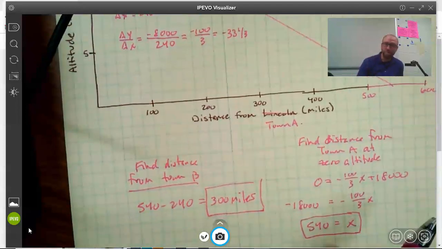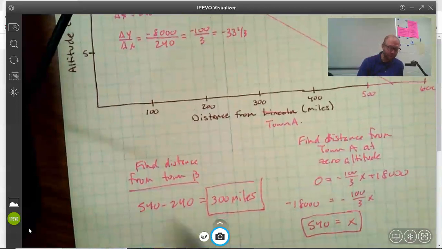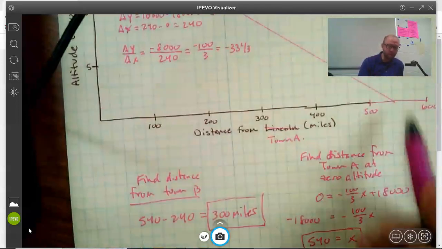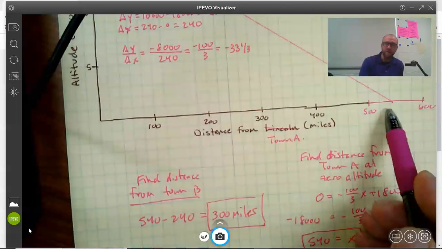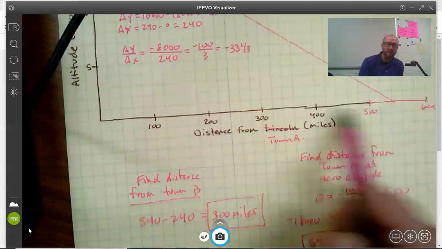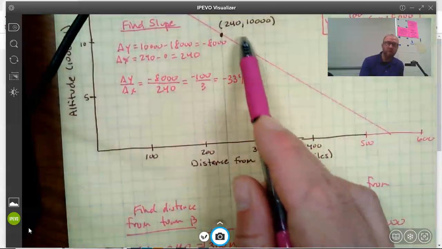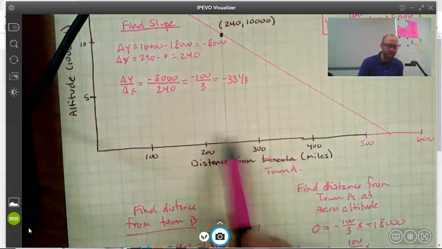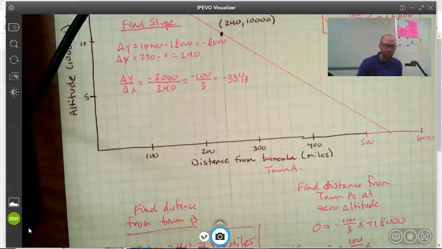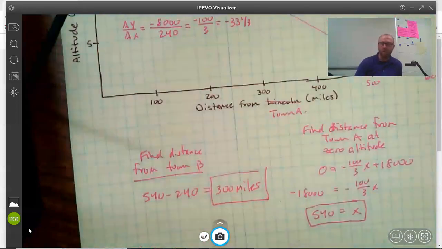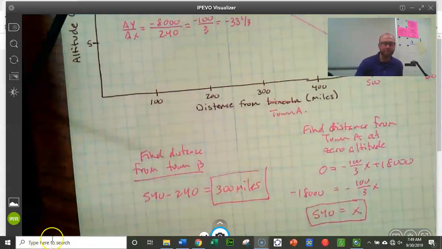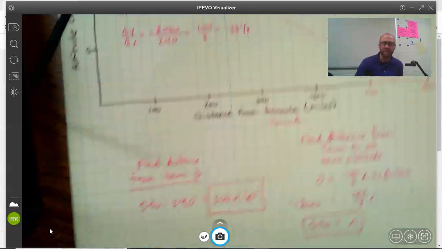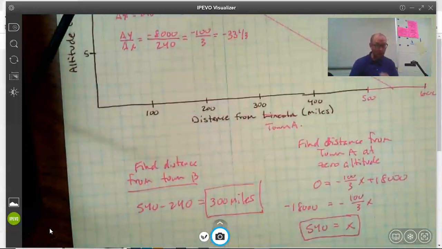And so that's how we knew how far we were from town A when we landed. But then we had to subtract the 240 miles that we'd already gone to get to town B to find out how far from town B we were when we landed. We ended up with 300 miles. Right? And that's how we find the distance from town B when we land.